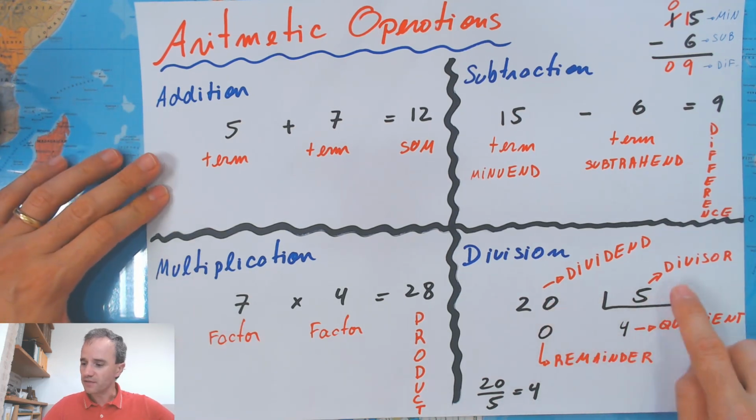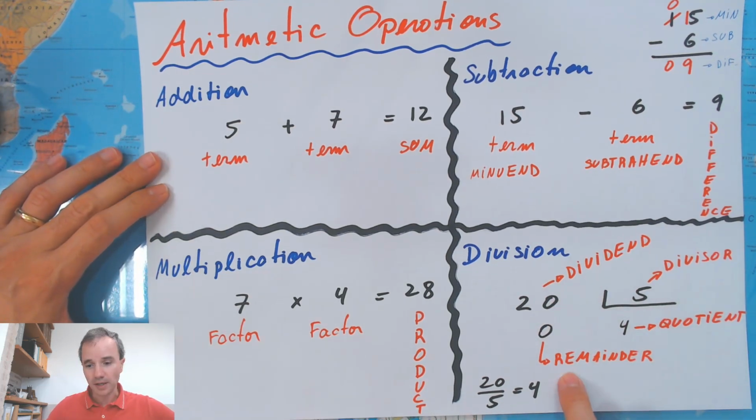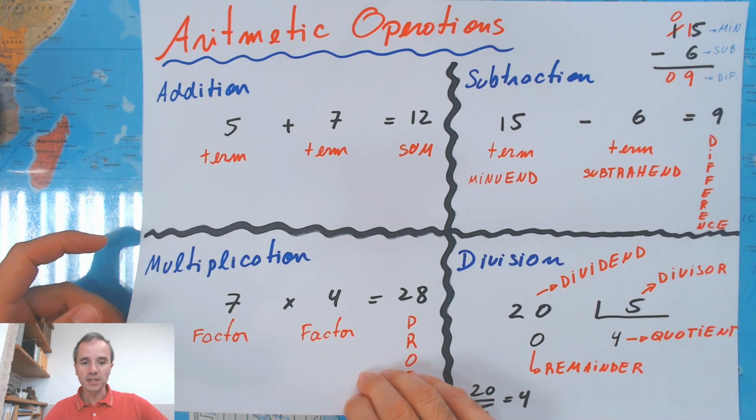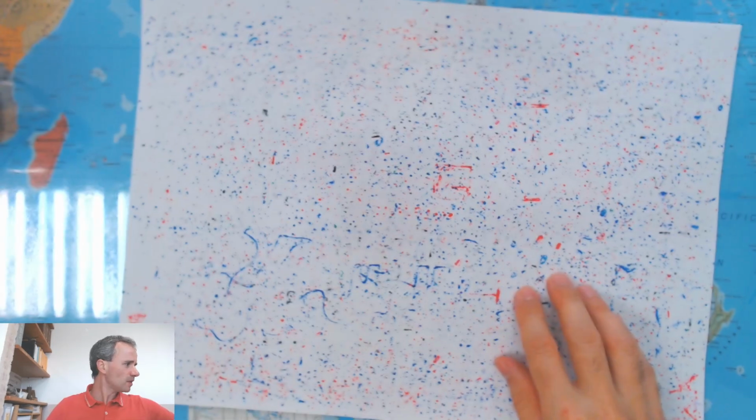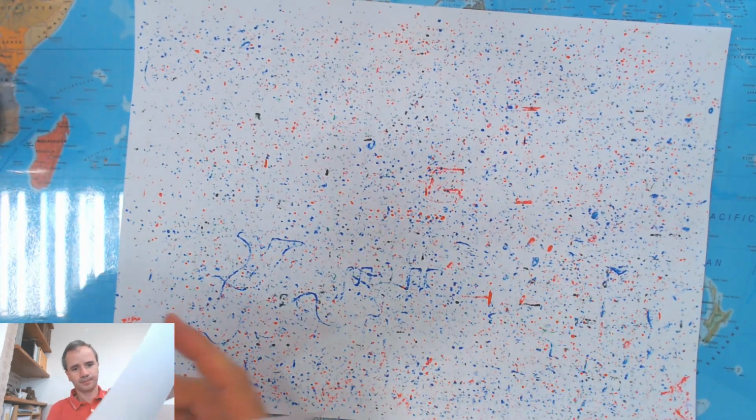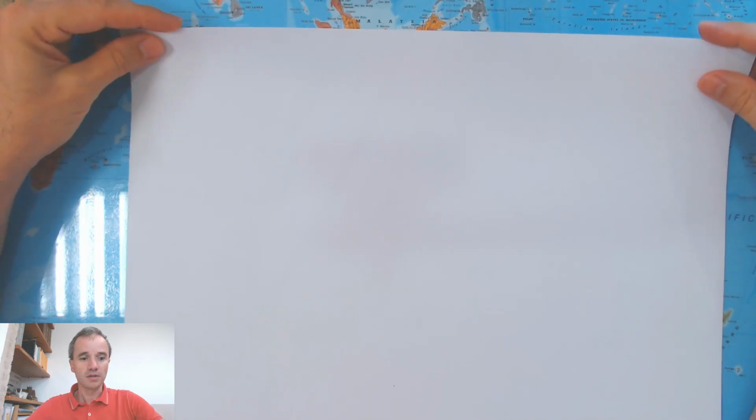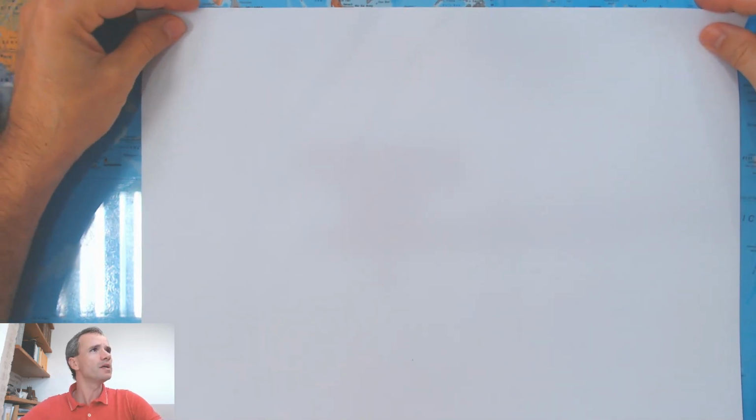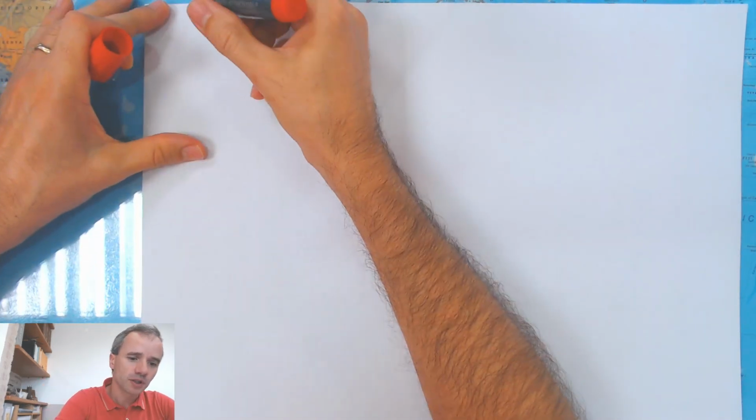So dividend, divisor, the quotient, and the remainder. But now the whole point about this video is not to show you just names. What made me think about making this video is the remainder.